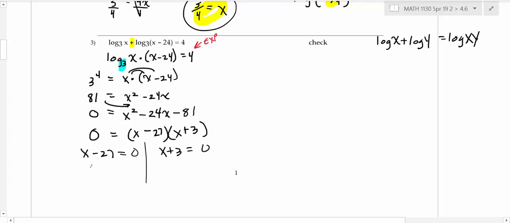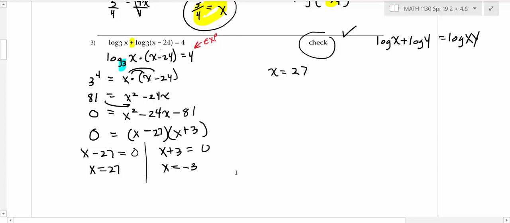If you set each factor to 0, you would get x is 27, then you would get x equals -3. Now, one thing that's real important on this is you're going to find that one of these answers is going to work, the other one is not going to work. So that's why it's real important that you check your answer. I'm going to start by checking the 27. That one's the one that's going to work.